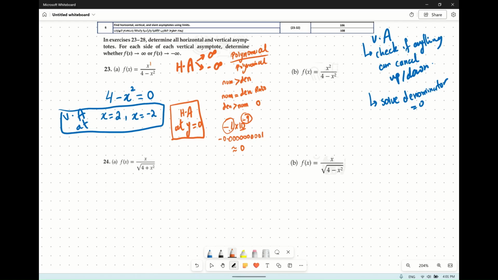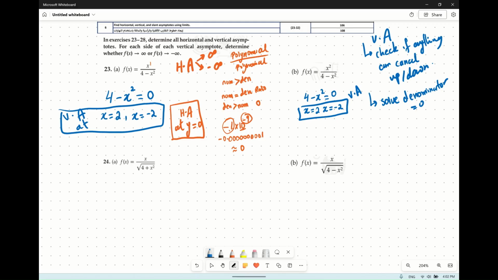Okay, now looking at question number B, again, how can I find the vertical asymptotes? I will check if anything will cancel up and down. So again, I have x squared up. If I factor the one that's down, I will get 2 minus x, 2 plus x. Nothing cancels, so I go directly to the next step, which is to solve the denominator equal to 0. Again, like we did in question A, we will get x equal to 2, x equal to negative 2. So this means that we have a vertical asymptote at these two values.